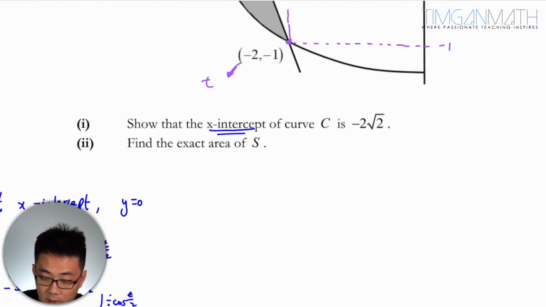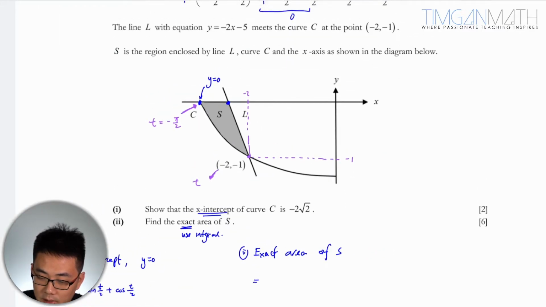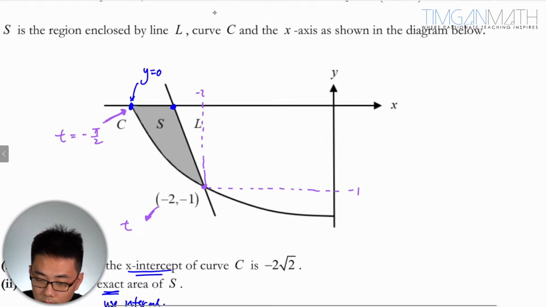Find exact area meaning we need to use integral. We can't use a calculator. So for the exact area of S, what I would suggest is we could use integration with respect to x here as well. So I just take this triangle here minus this small triangle here, the one below here.